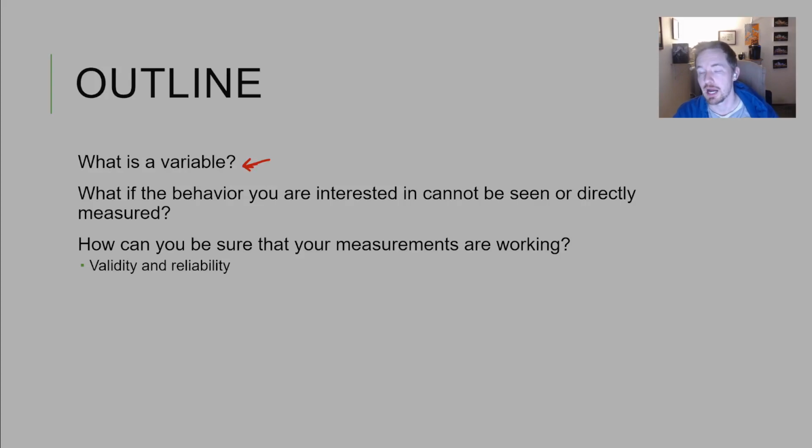For example, I know a lot of people are interested in anxiety. Well, anxiety isn't directly measurable, right? I can't go up to you with a ruler and measure how much anxiety you have. We really have to be careful about how we're measuring it, why we're measuring it, and the devices that we're using, whether it be self-report or physiological data. It's a whole thing. We'll get into it. And then we'll talk about how we can be sure that our measurements are in fact measuring what we think they are measuring, which is going to bring us into a discussion of validity and reliability.